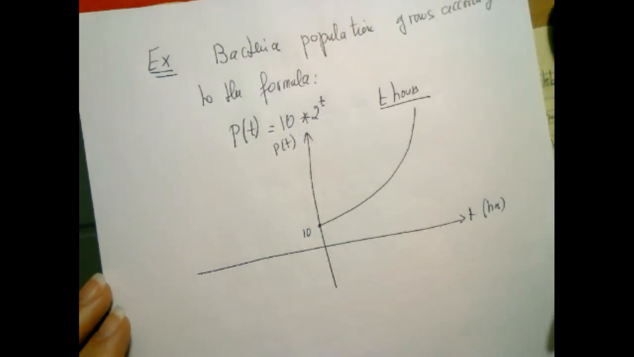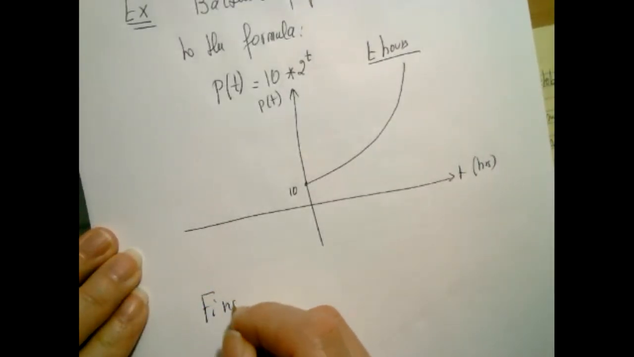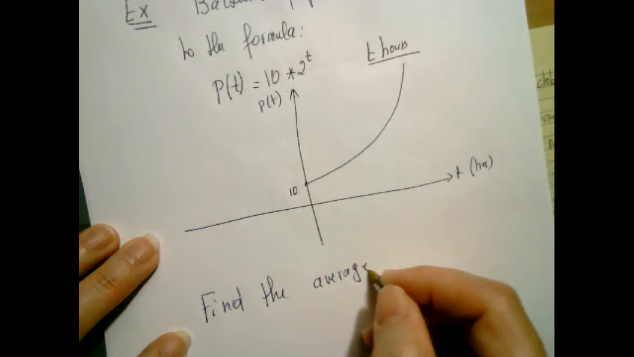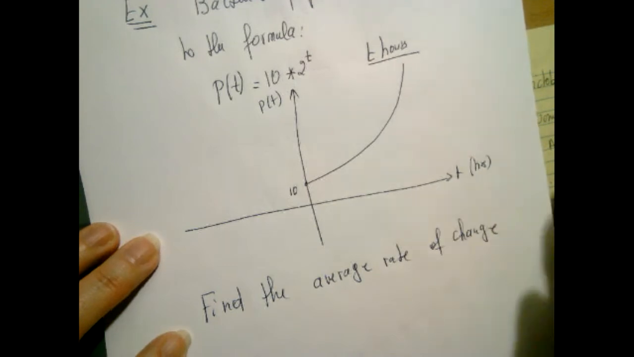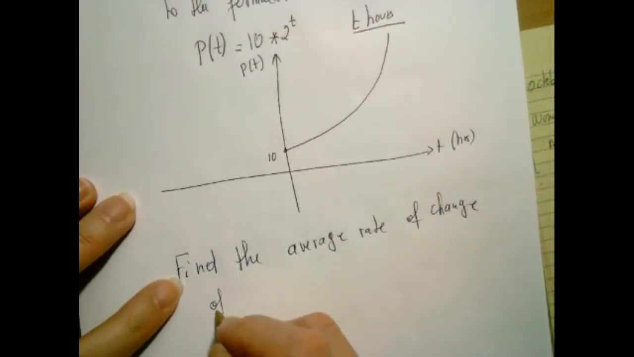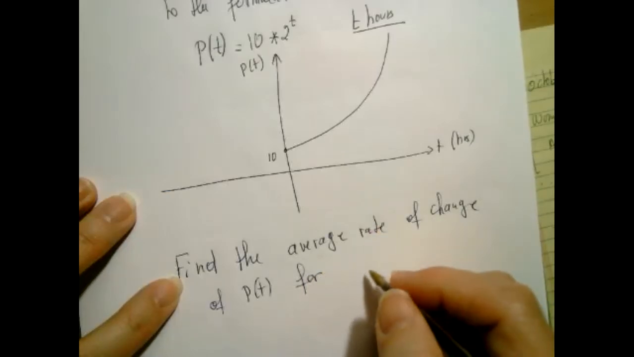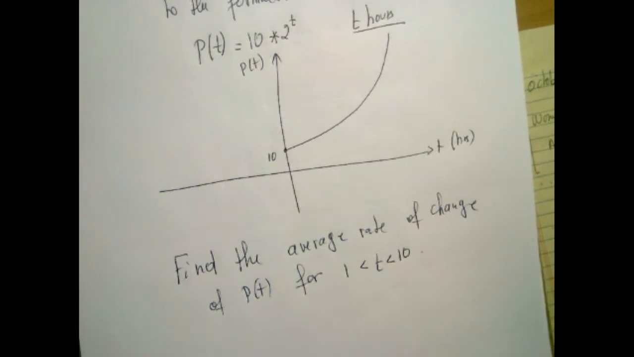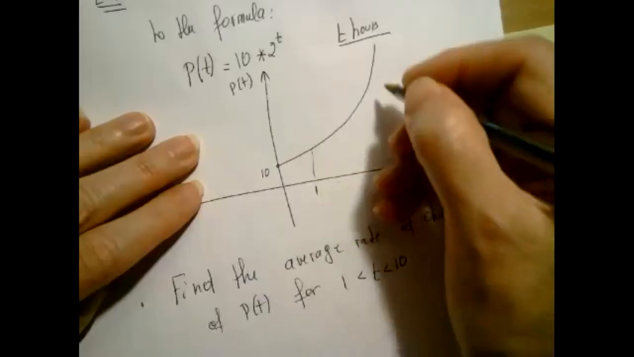Now, my first question is the following. I'm going to ask you to find the average rate of change of the population, on average, for t between 1 and 10. Let us remember the definition of the average rate. It means at t equal to 1 and t equal to 10.